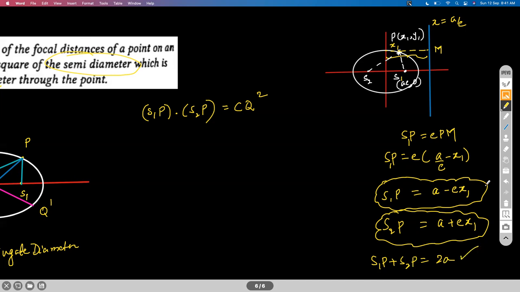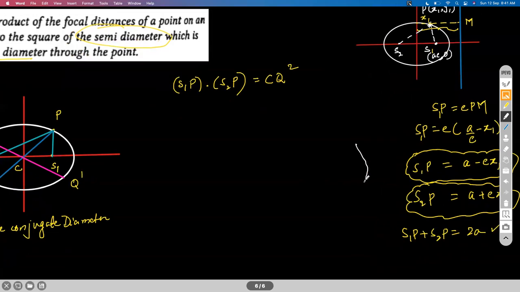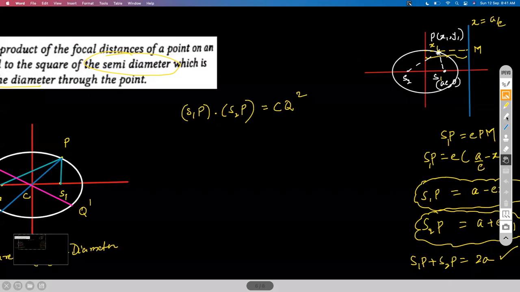I'm sure I would have told this to you in class 11th when you were doing conic sections. If no, then please note it down. This is very important, knowing the focal distances. So yeah, let's use this to solve this property.